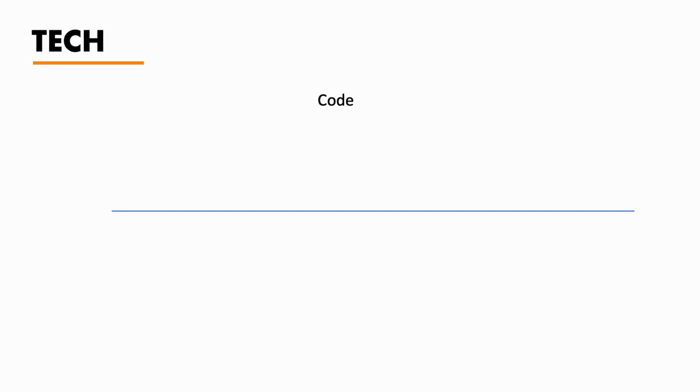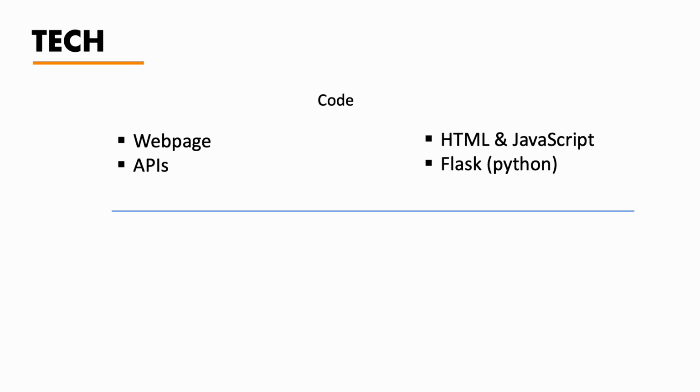First, talk about the code. We need a web page where admins will be able to log in and perform some actions, and APIs to give you the data and transfer the actions. We can use HTML and JavaScript for the web page, and then we can use basic Python with the Flask framework for the backend APIs.